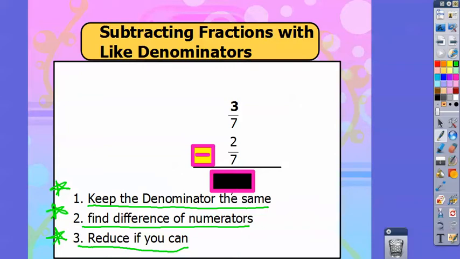So if we have 3/7 minus 2/7, I'm going to keep the denominator the same. So 7 will be my denominator. And I'm going to find the difference of my numerator. So 3 minus 2 is 1. And 1/7 cannot be simplified or reduced anymore. So 1/7 is my answer.